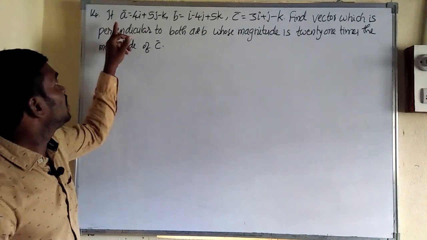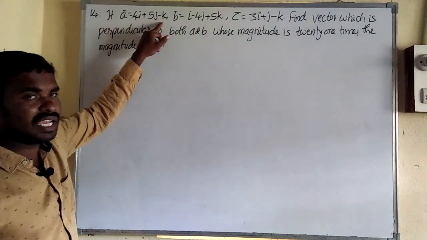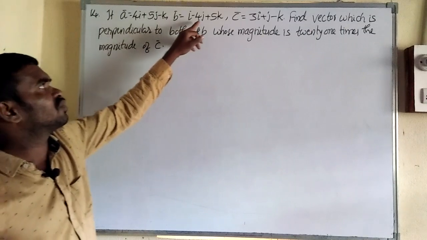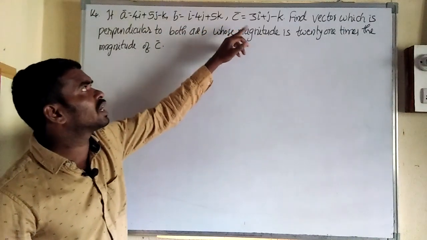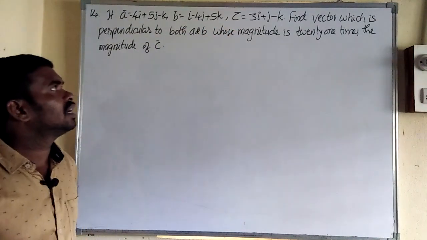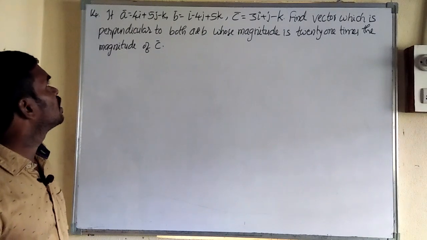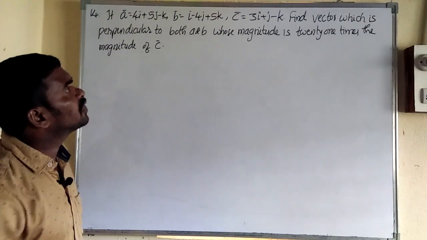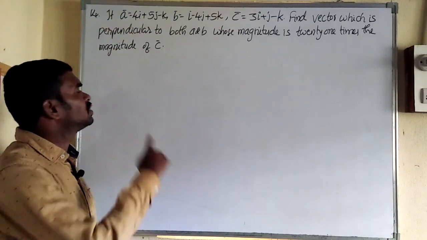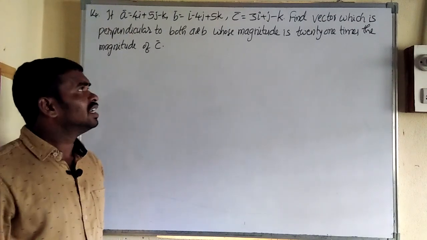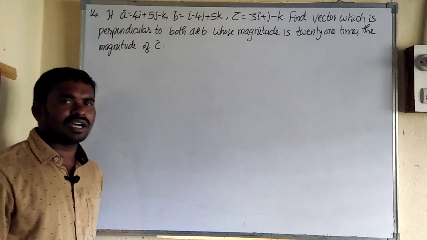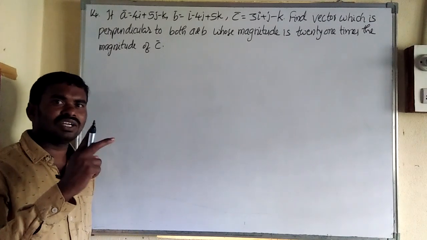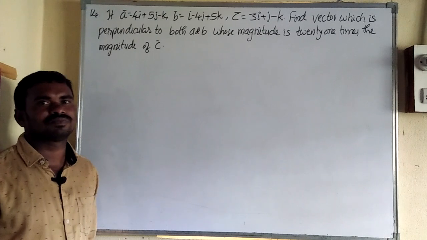14th question. If A bar equal 4i plus 5j minus k, B bar equal i minus 4j plus 5k, and C bar equal 3i plus j minus k. Find the vector which is perpendicular to both A and B, whose magnitude is 21 times the magnitude of C. Okay, this is a routine question. The first and second questions are the same type.